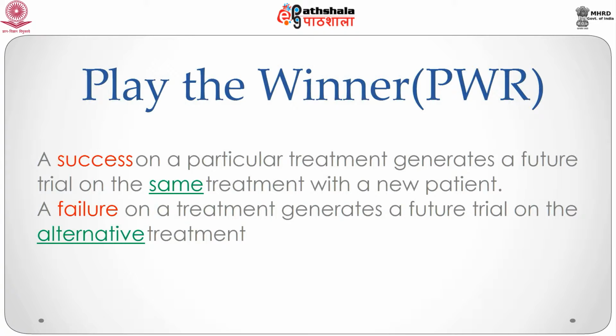So if we define the two treatments as A and B, we can have an urn model for the play the winner rule, which says that if we have success on a treatment A, then we add a single ball marked A to our urn, and if we have failure, we add a single ball marked B to the urn. Similarly, for the case when the current trial is on treatment B.